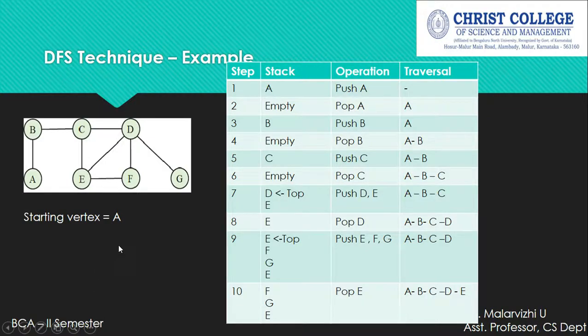So this is an undirected graph. So the starting vertex is assumed to be A. So initially the stack will be empty. So we are going to push the starting vertex. That's the reason in step number 1, push A is given in the operation. So the stack is now having the element A. Okay, so we will be traversing an element only when we are popping the stack. So that's the reason here it is dash. So in the second step, the stack is empty because we have popped the stack. So A is added to the traversal.